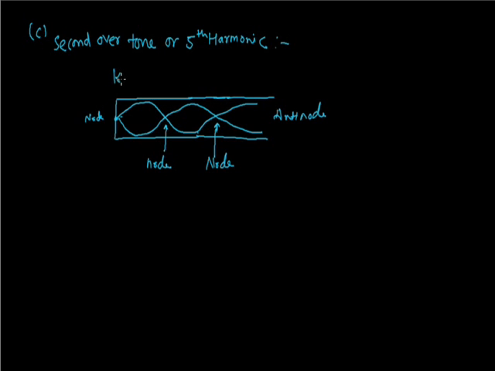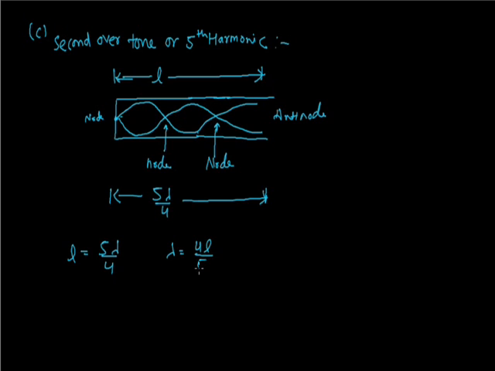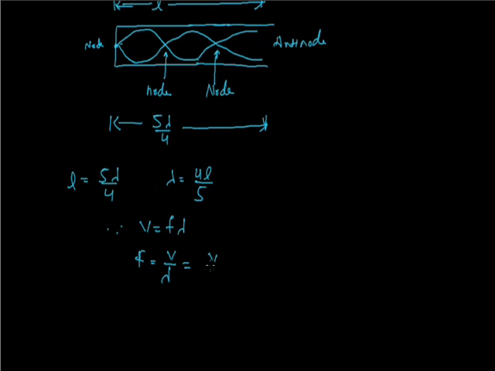Suppose the length of the closed organ pipe is L. Now the distance between node and antinode will be 5 lambda by 4, so length L will be 5 lambda by 4, so lambda will be 4L by 5. Again V is equal to F lambda, so frequency F will be V by 4L by 5, so frequency will be 5V by 4L. So it is 5, that's why it is called the fifth harmonic.